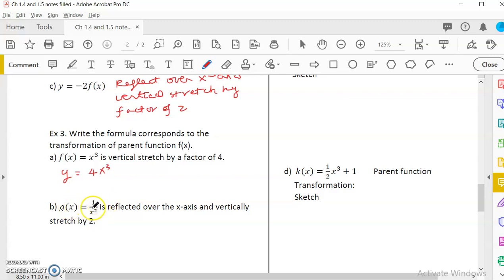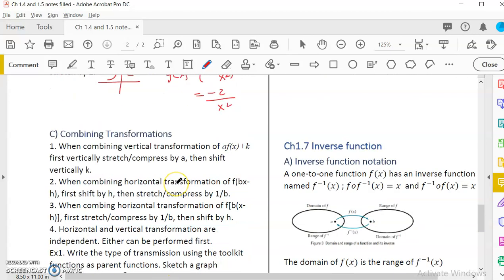If g of x is 1 over x squared, and we want to reflect it over the x-axis, so originally, it's like that, right? If I want to reflect over the x-axis, that means g of x will become negative of 1 over x squared. And then I do the vertical stretch by 2. Vertical stretch by 2 means this whole thing multiplied by 2. Okay, so it'll be negative 2 over x squared. So that would be the function.